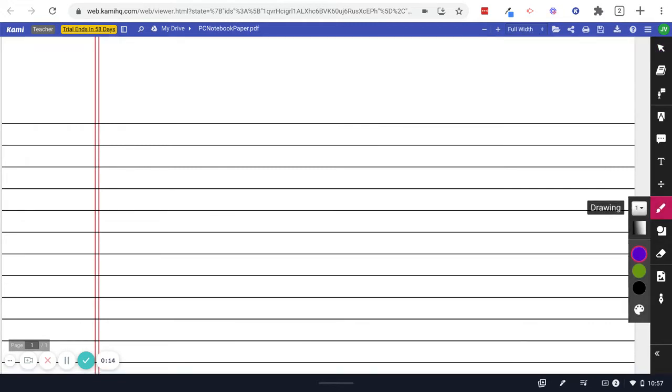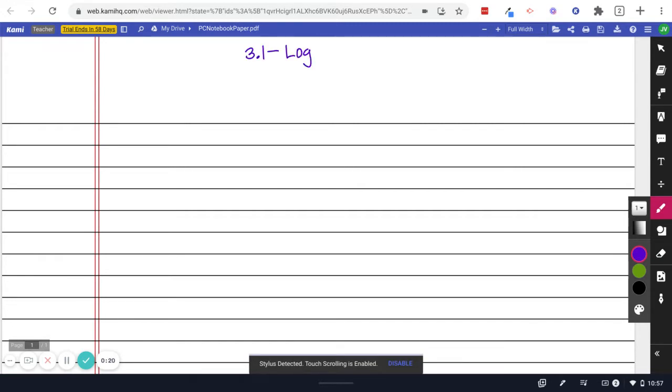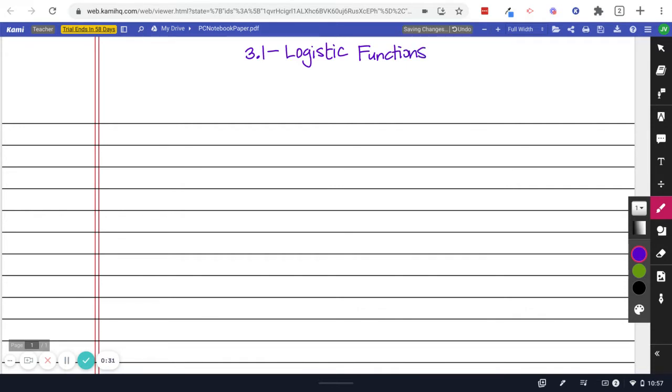So if you were to look in the book, which we haven't done yet this year, 3.1 is all about exponential and logistic functions. And logistic functions are pretty cool because they're like exponential functions, but they live inside other rational functions. And what makes them so cool is the applications that exist for them.